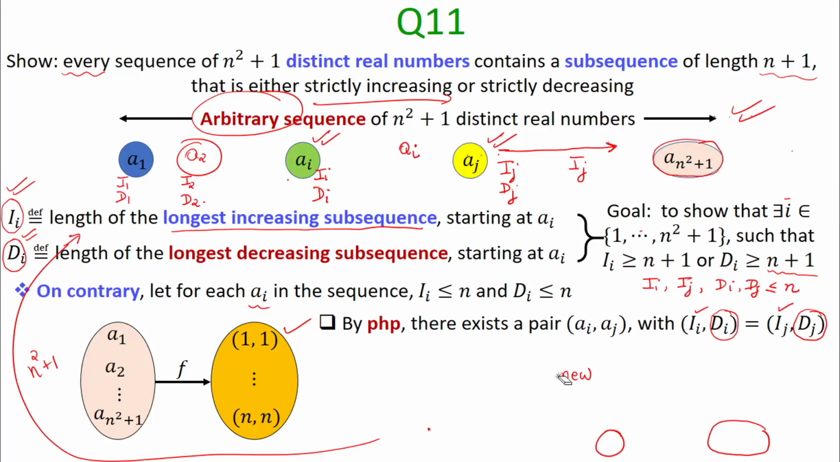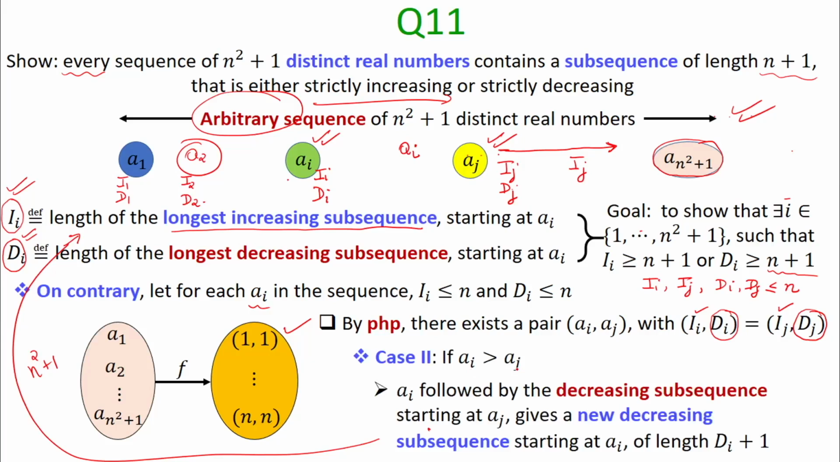On the other hand, if I take the case when a_i is greater than a_j, then I just have to give a symmetric argument. What I can say is the following. I know that there is a decreasing subsequence starting at a_j and its length is D_j.